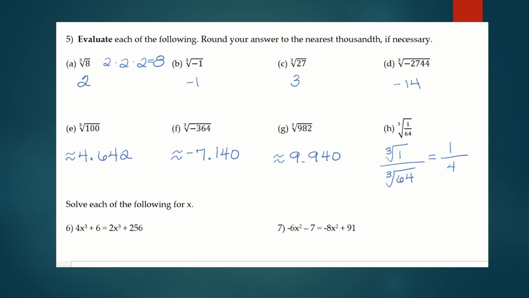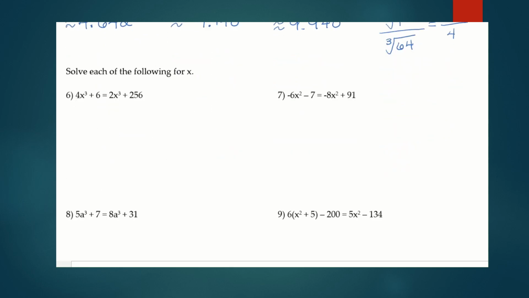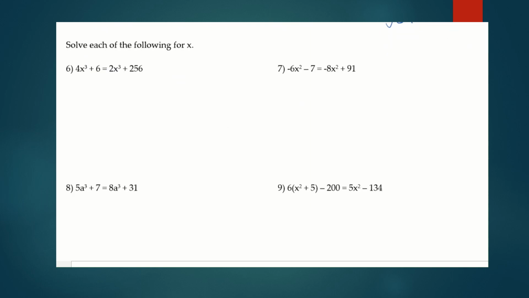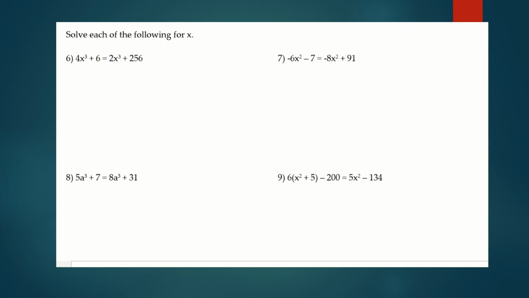All right. Okay, last but not least, this is what you guys did on Friday of last week. We solved for x. So again, we're trying to find what values of x make these equations true. Now in some of these equations, we're going to have to take the square root. And when that happens, remember, we get two answers, a positive and a negative. And in some of these equations, we might have to take the cube root. Now the cube root, we only end up with one answer. Okay, so let's go ahead and start with number 6.